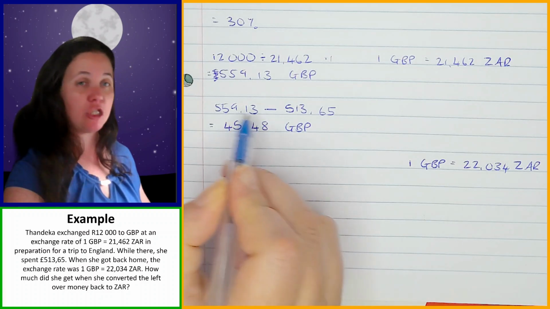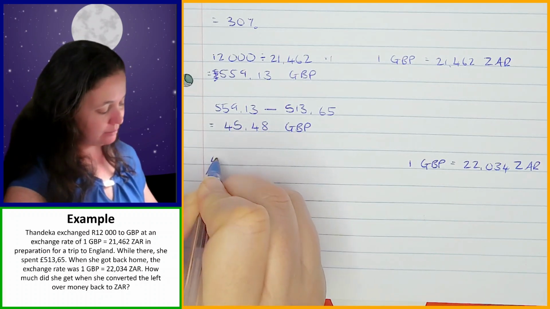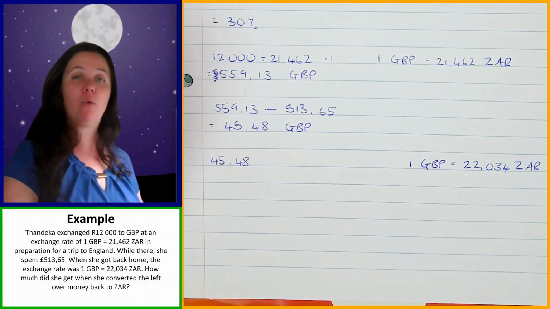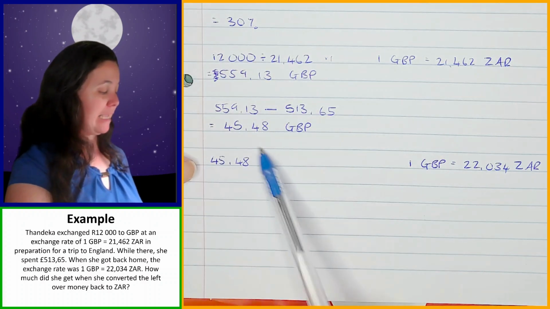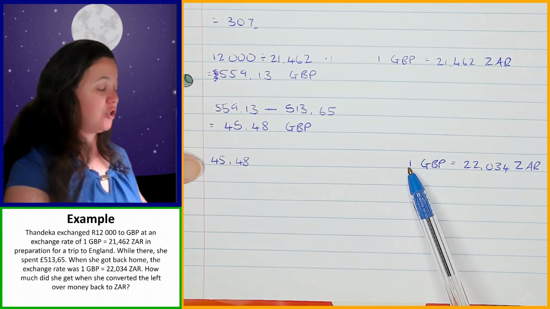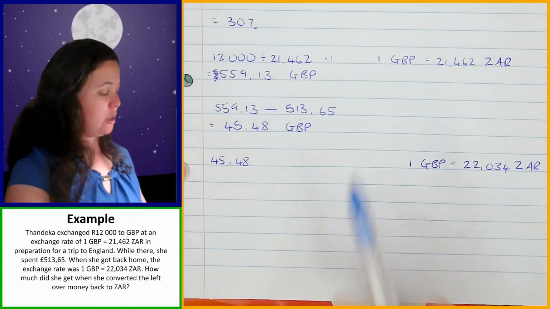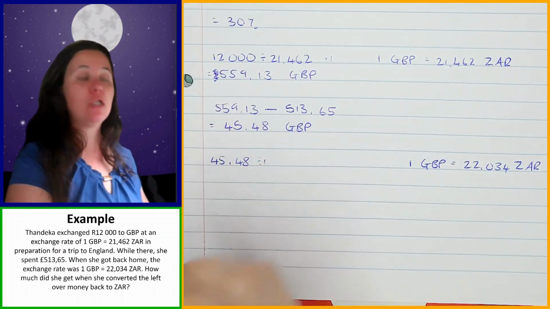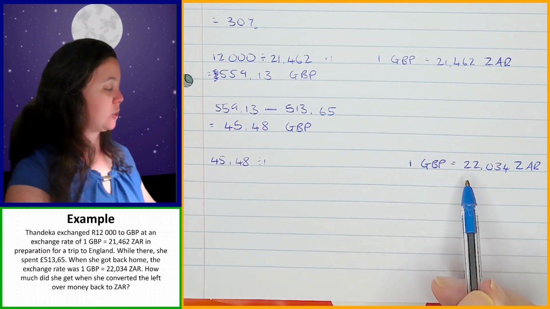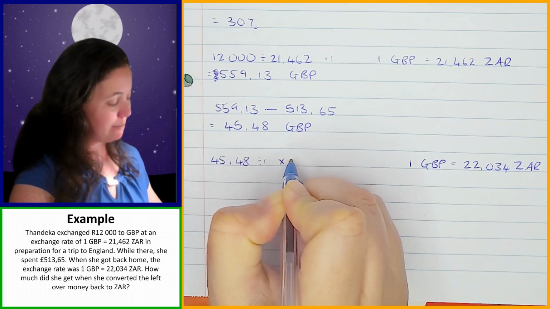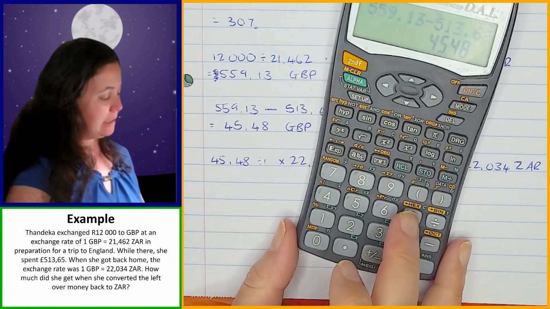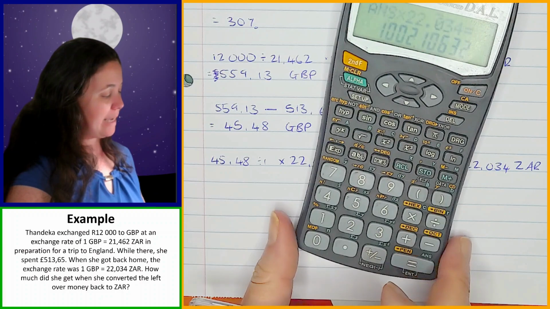So we're going to take the amount of money that she has left, which is 45.48. And now we're going to do the same thing as we did over there: divide by what we have, multiply by what we want. But in this case, this amount is in GBP, it's in British pounds. So we're dividing by the 1. Now you don't need to write divide by 1 because it doesn't do anything. If you want to, you can, but it's not necessary. So we divide by 1, which doesn't do anything, and then multiply by what we want, which is the 22.034. So that gives me 45.48 times 22.034.